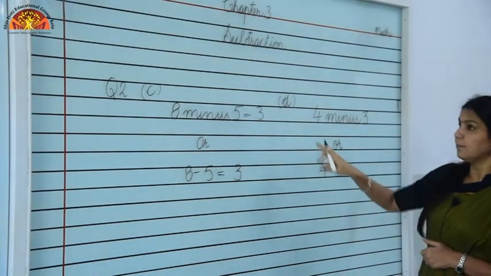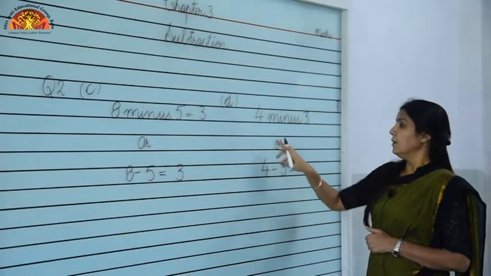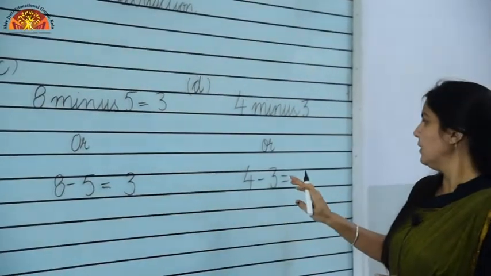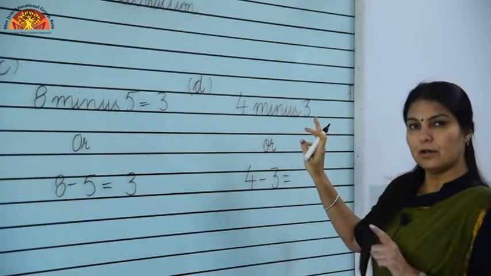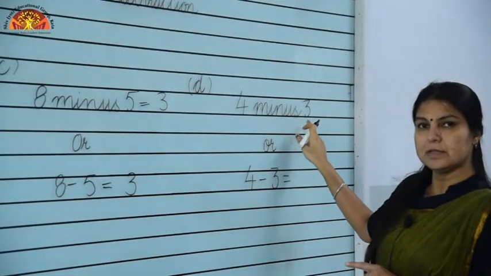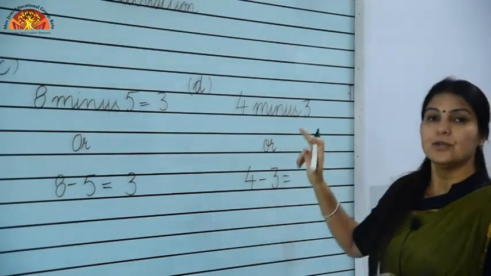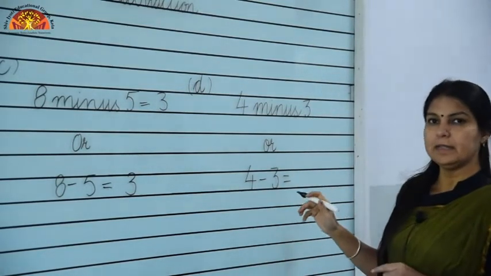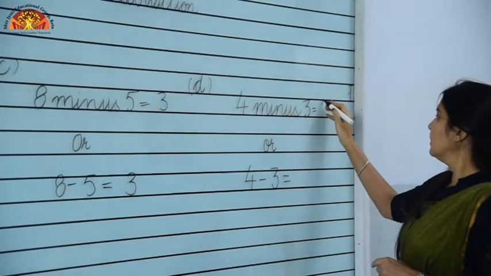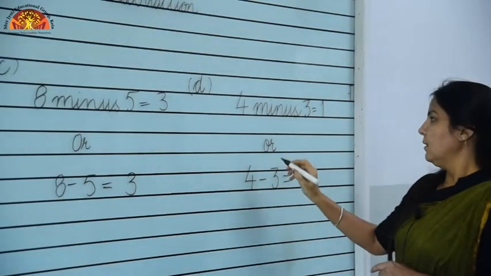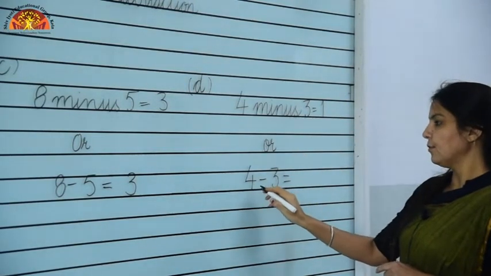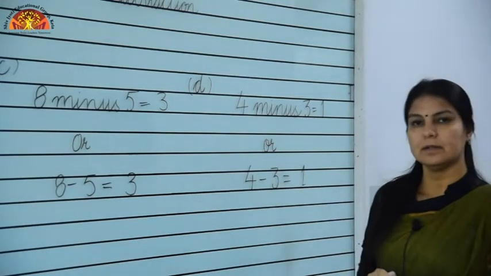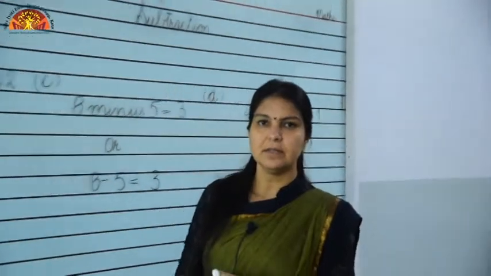Now let's see part D of question number 2. Here, 4 minus 3. So children, 4 objects are given there. So you have to cut the objects of the smaller number here. Which is the smaller number here? 3 is. So we will cut 3 objects. Now how many are left? 1 is left. So we will write 1 after it. Or you can also write it like 4 minus 3 is 1. So we can say that the difference between 4 and 3 is 1.